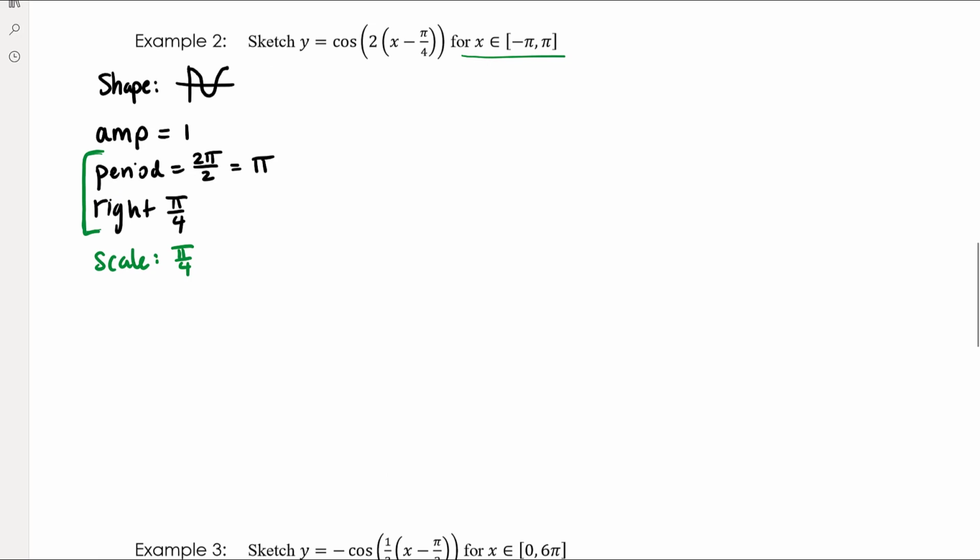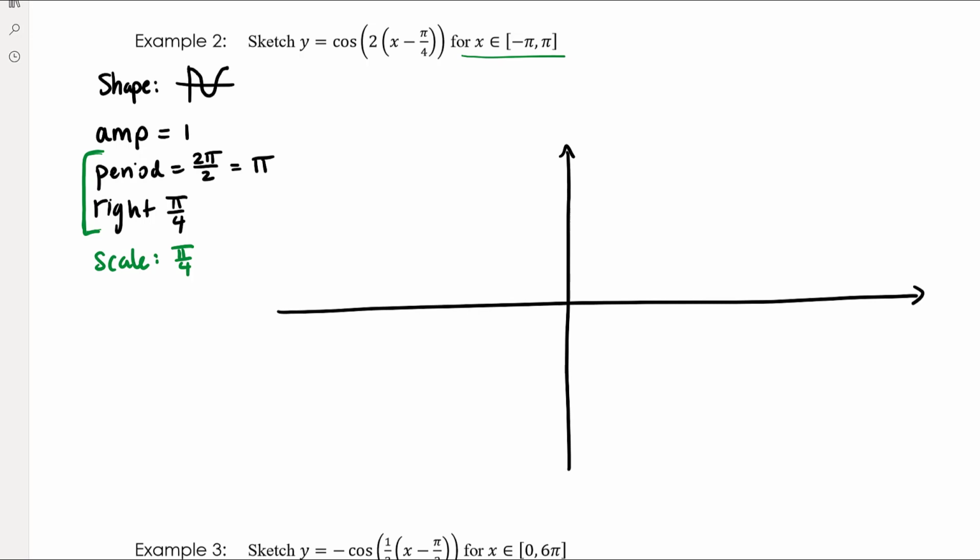Okay, so negative pi to pi for the domain, so let's put our y-axis in the middle. Let's have pi, and let's try and get the same distance over here, negative pi. Half of that is pi on 2, and half again is pi on 4. Each of those ticks on the axis represents pi on 4, which is what we decided was a suitable scale. Our amplitude is 1, so our y values are going to go between negative 1 and 1.